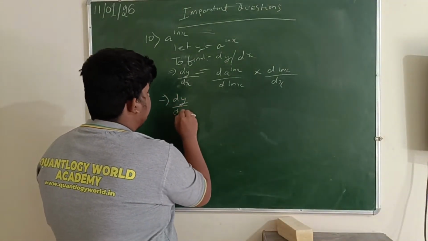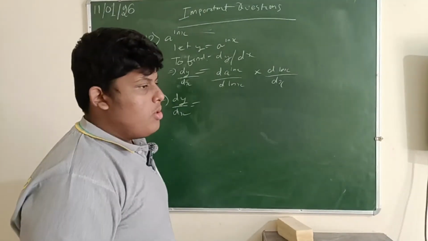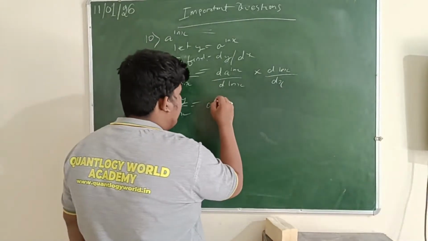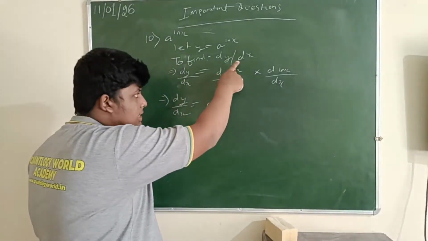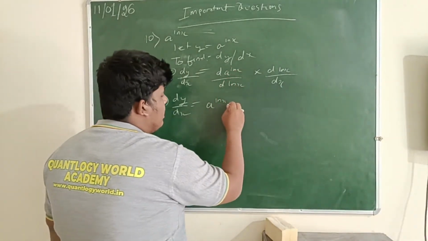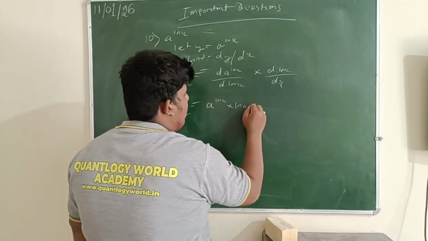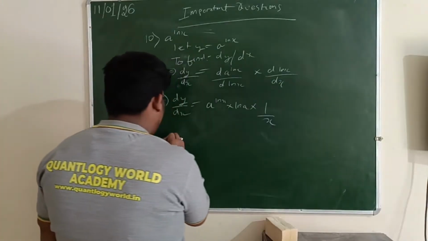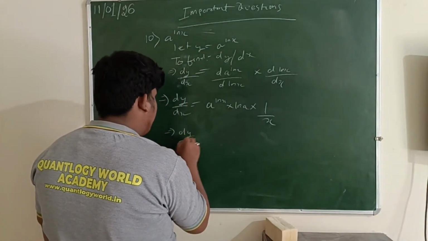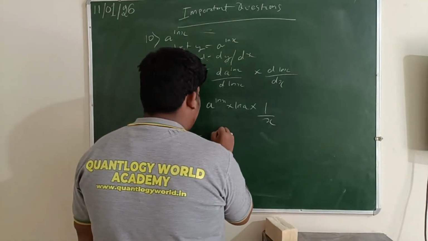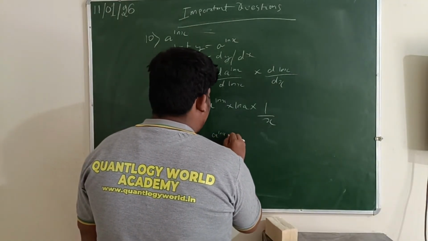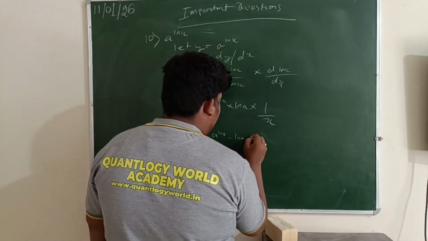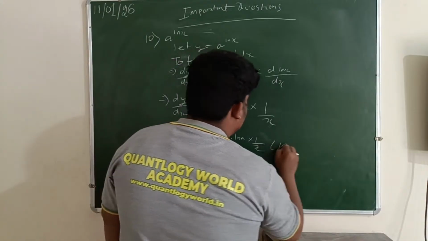dy by dx equals, the formula of a to the power x is a to the power x into ln a. So here we will write a to the power ln x, because the value of x here is ln x. A to the power ln x into ln a into the derivative of ln x, which is 1 by x. Implies that dy by dx equals a to the power ln x into ln a into 1 by x. So this is the resulting answer.